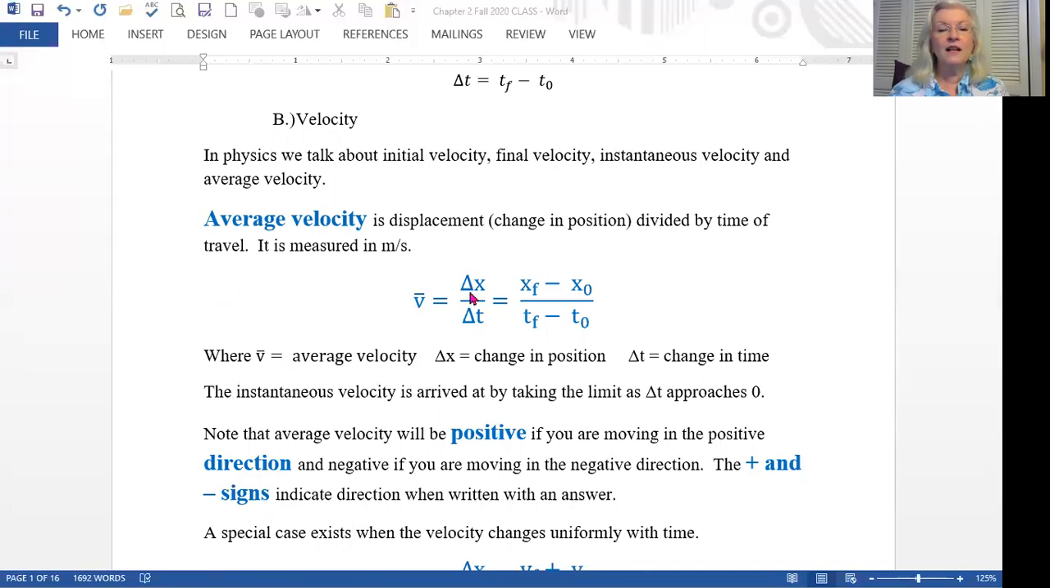V bar is delta x divided by delta t. Remember, delta is change in, so that would be x final minus x initial over t final minus t initial. So V bar is the average velocity. The delta means change in, and these f's and zeros are subscripts, so they're a little bit below the line.